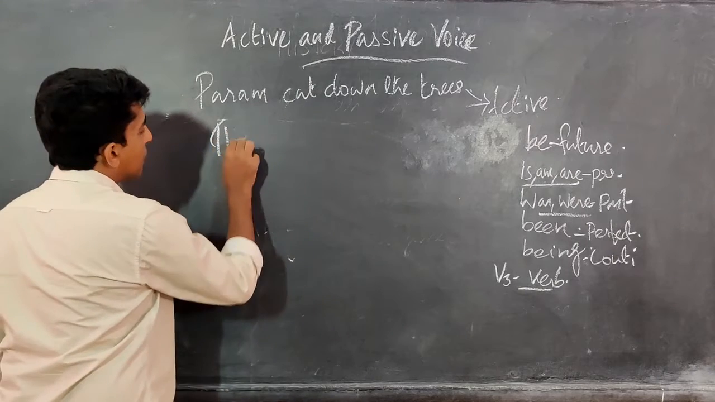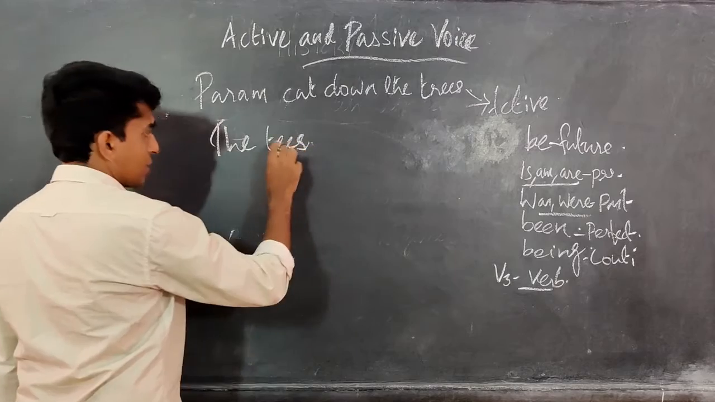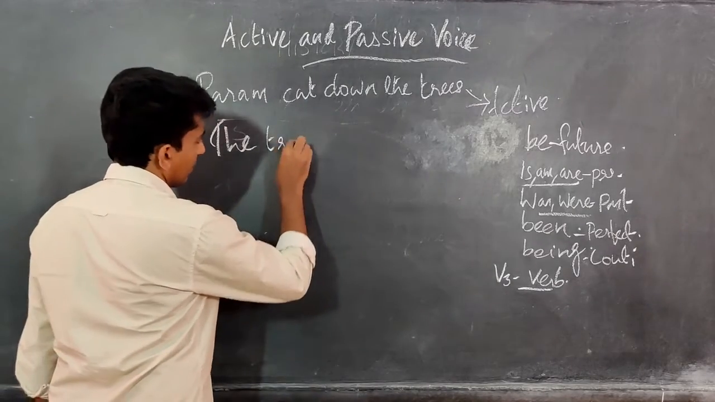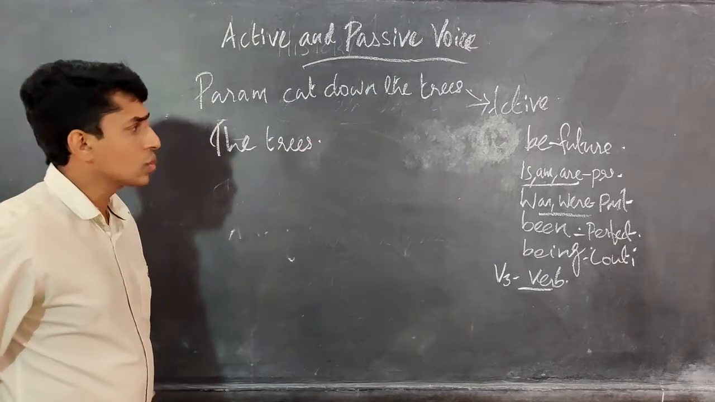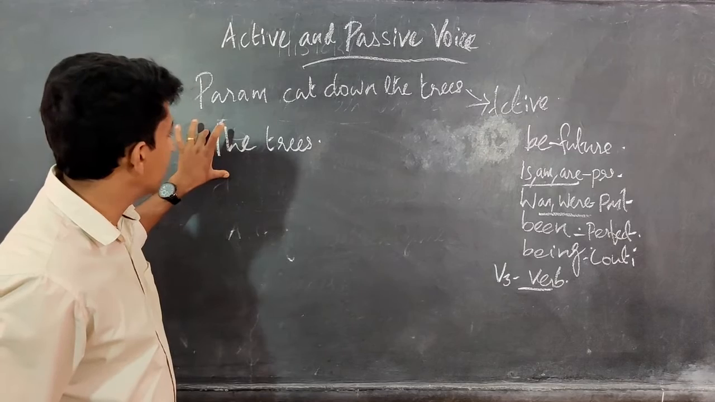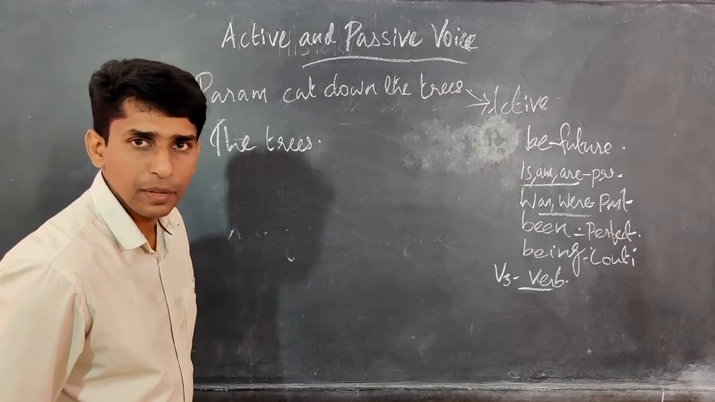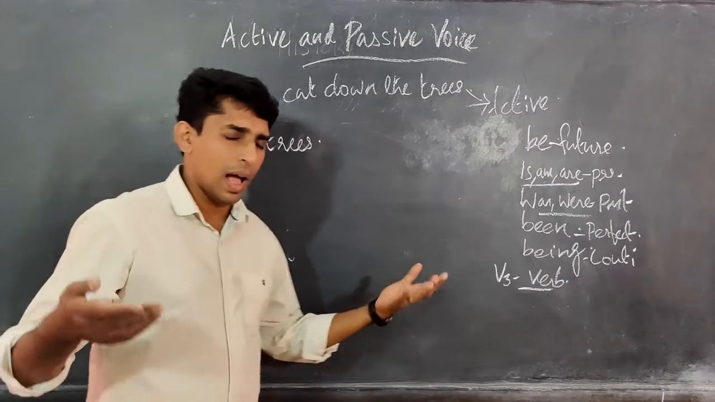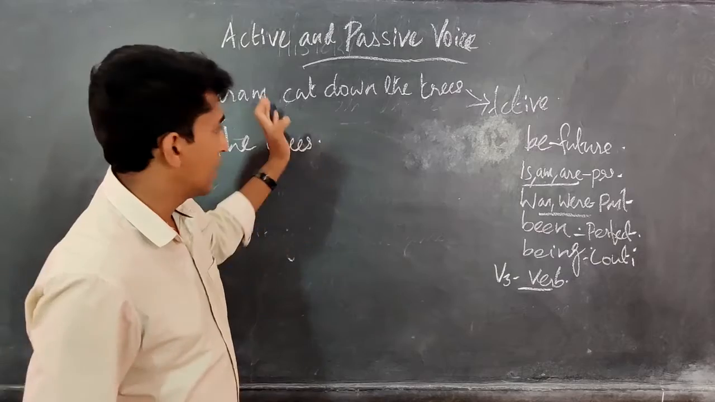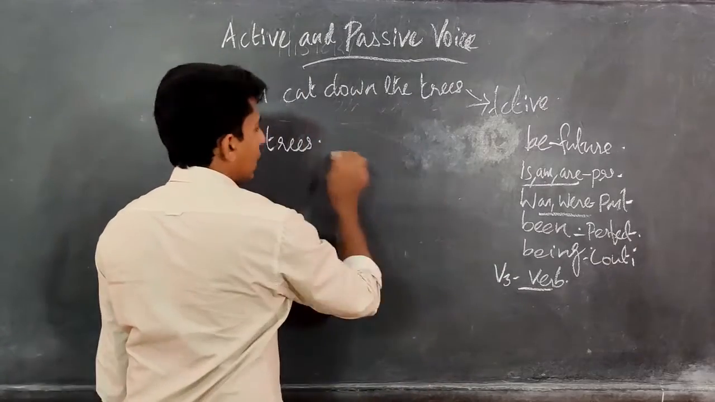How will you change it into passive voice? The trees. The object, the trees, we took into the place of the subject. Then cut down. What's the tense? Everything is cut, but here we are speaking about something that happened already. So it is past tense.